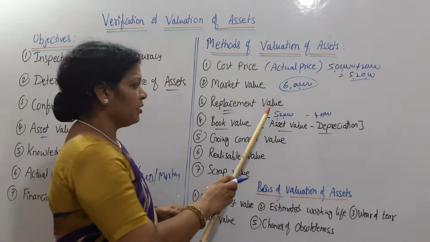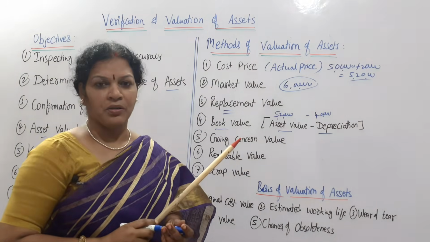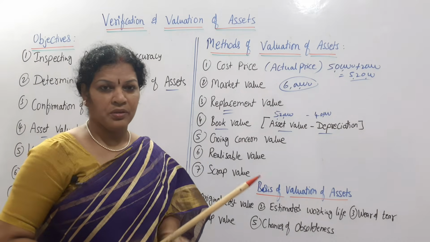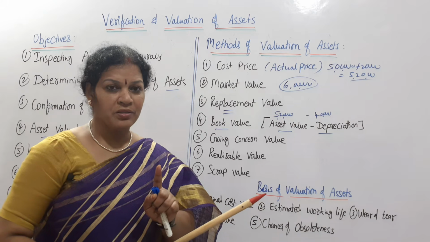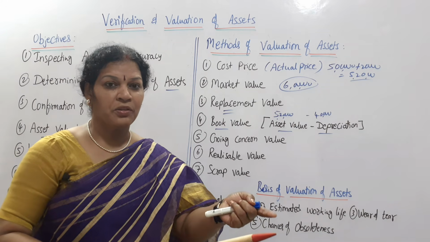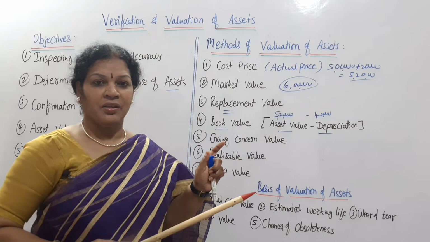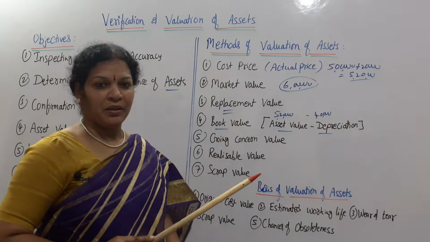40,000 is the depreciation. 5,20,000 minus 40,000 is 4,80,000. 4,80,000 is the book value. Remember always, book value is nothing but asset value minus depreciation, whatever you have provided for that particular asset. Are you getting it? So that will be the book value.